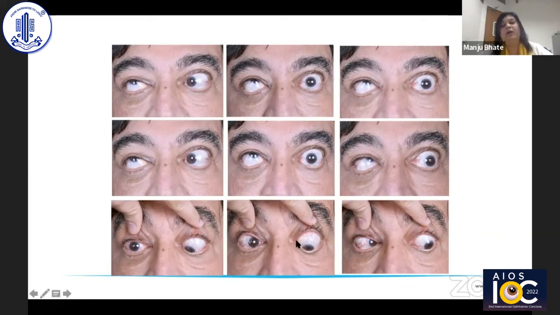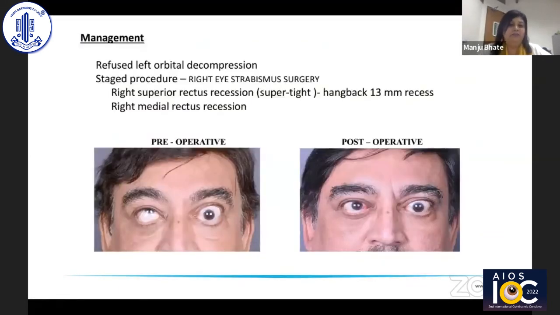And then I tried counseling him. He refused surgery for the left orbit. So he underwent a staged procedure. He had a right eye strabismus surgery where the super tight superior rectus was recessed on a hangback suture, and the right eye medial rectus was also recessed. And he's still like this, much better cosmetically, and doesn't want any further surgery whatsoever on the left eye.